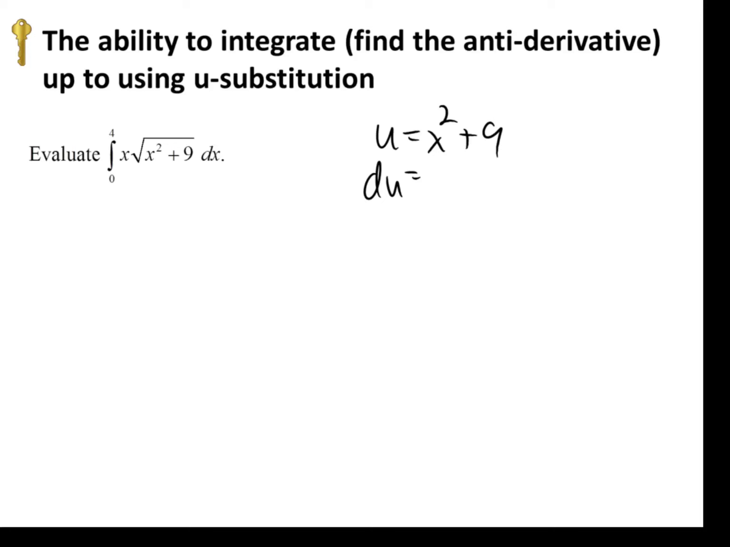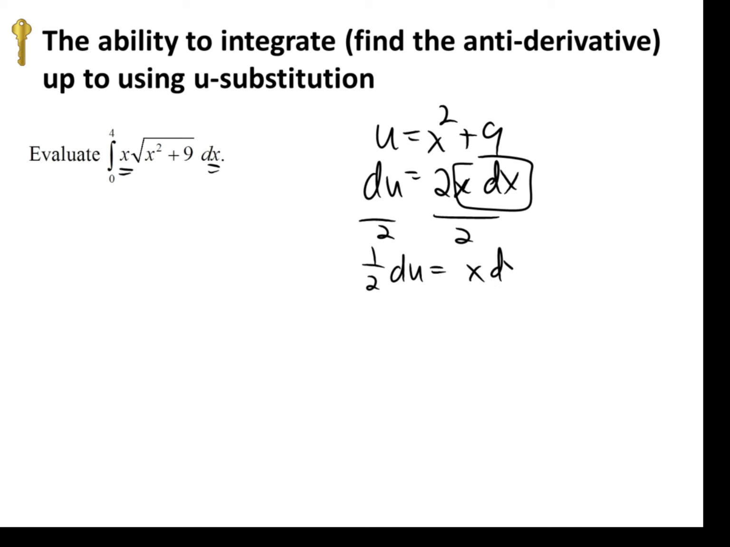X squared plus 9's derivative is 2x. Okay, we put the dx on there, and we see that the rest of our substitution has to be x dx, so we take half. 1/2 of du is going to replace x dx. Okay, great. So we're going to have then 1/2, let's pull it all the way out, and then we have a square root of u, and then du.